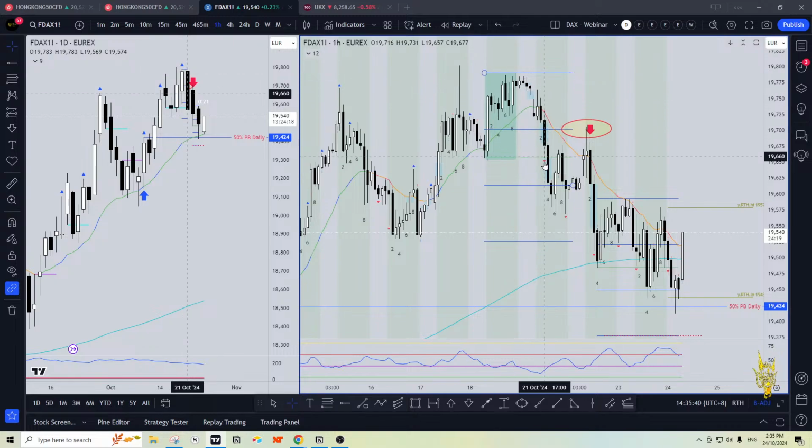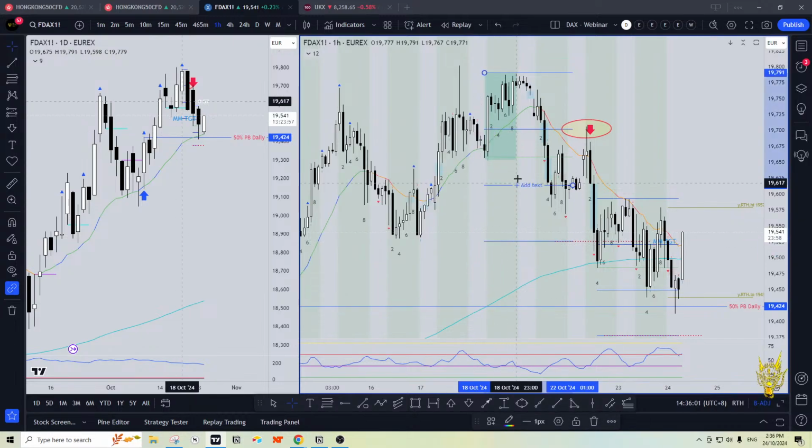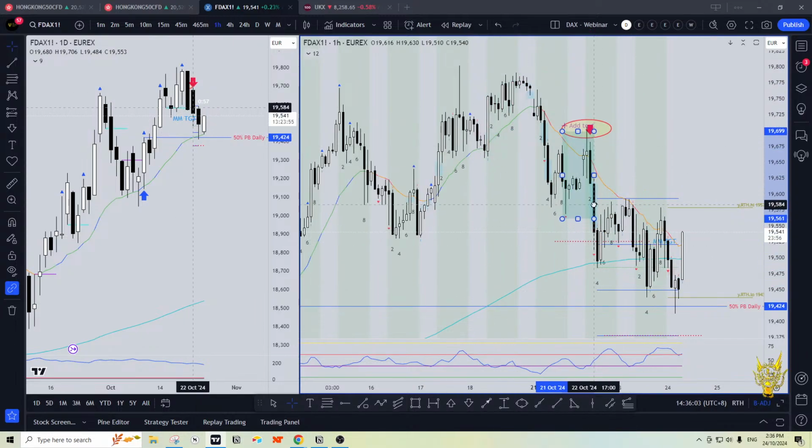This is also another concept called pullback measured moves. So you can look at where a pullback is and kind of guesstimate where you think the move's going to be. And we're kind of oscillating around this price, so I'm just going to leave that on the chart. And you can do this with any spike. Look at a spike.